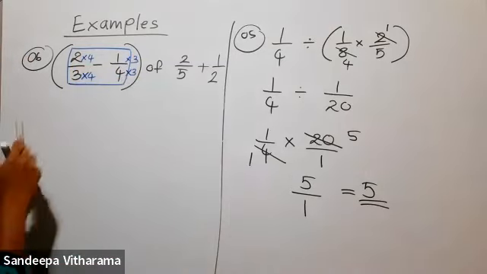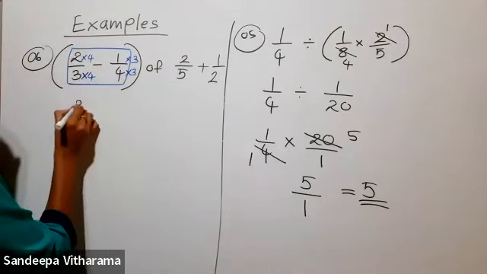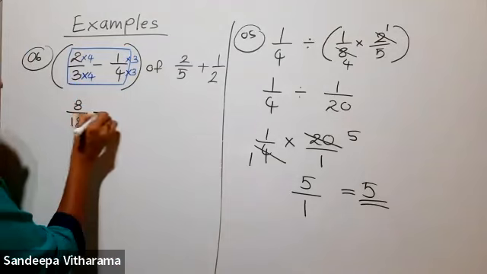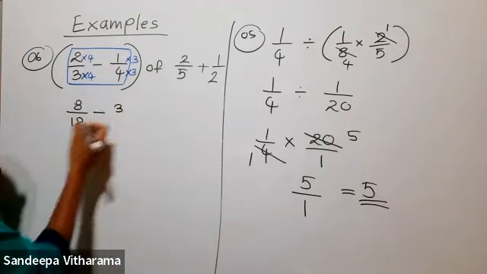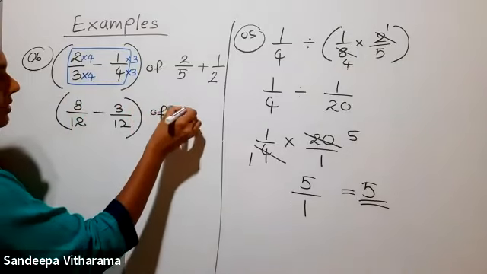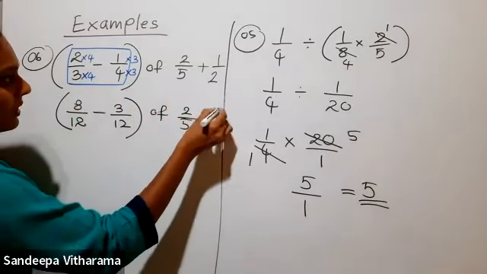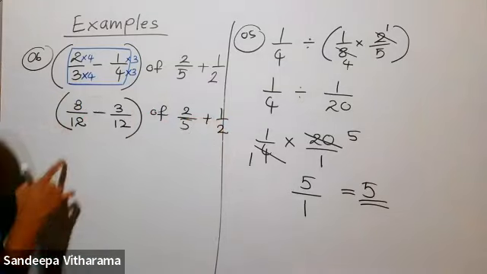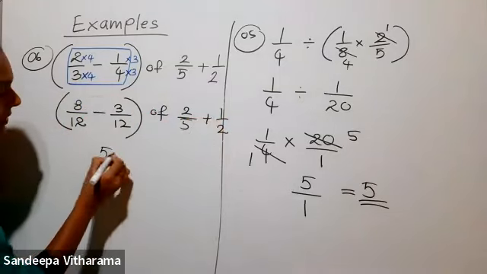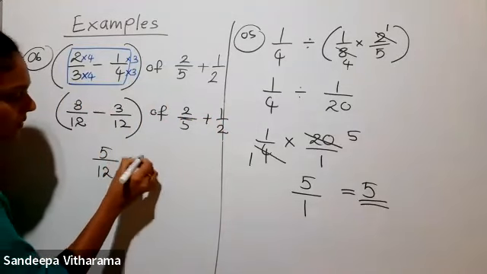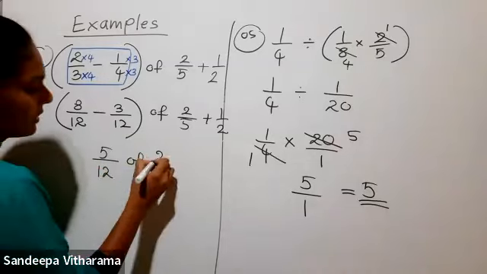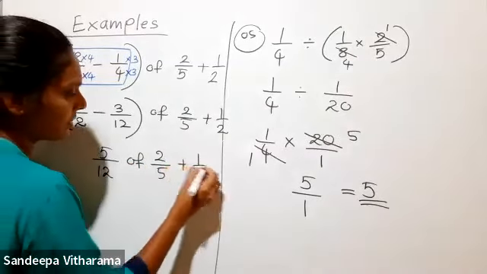Then 2 into 4, it is 8. 3 into 4, it is 12. Subtract 1 into 3, 3. 4 into 3 is 2. Still we are within the brackets of term 2 upon 5 of 1 upon 2. Okay. Look at here. We have to simplify the numerator. So it is 5 upon 12. Of, now no need to put the brackets. Of 2 upon 5 of 1 upon 2.